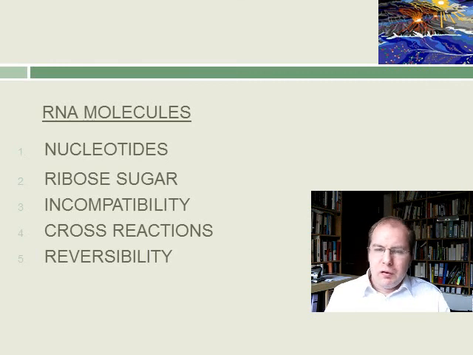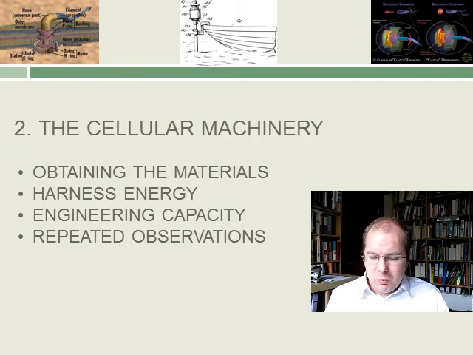Cross reactions, reversibility of reactions, similar as before. So I mean, there's knockout arguments in relation to subcomponents, and therefore there's essentially no chance for the molecule as a whole to arise, and certainly not an RNA world scenario. Now, in relation to the second major category, which is cellular machinery, we'll change gear a little.